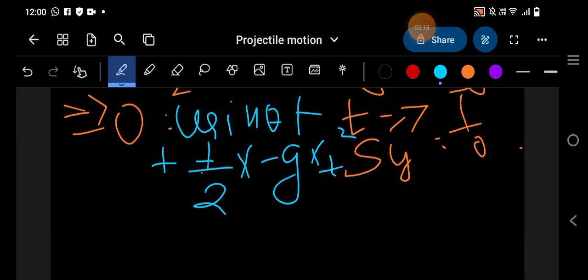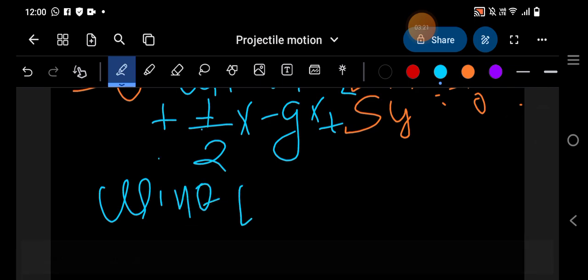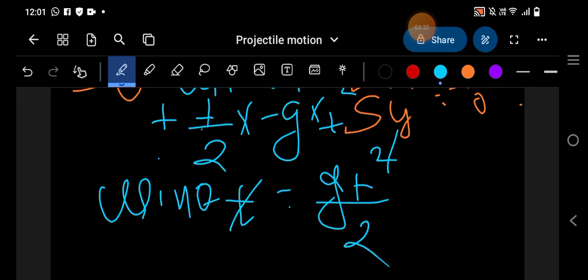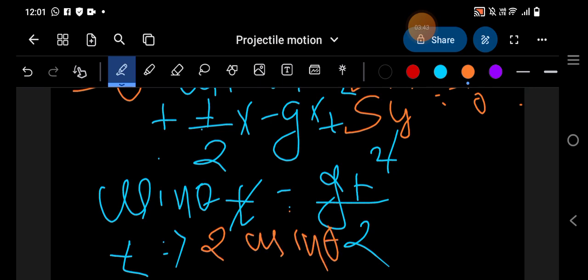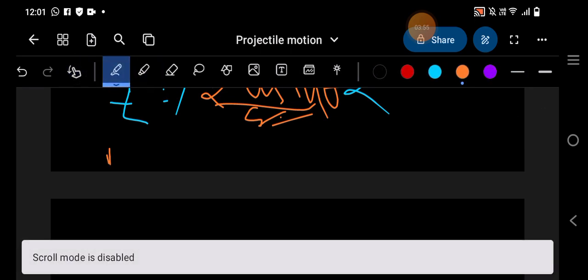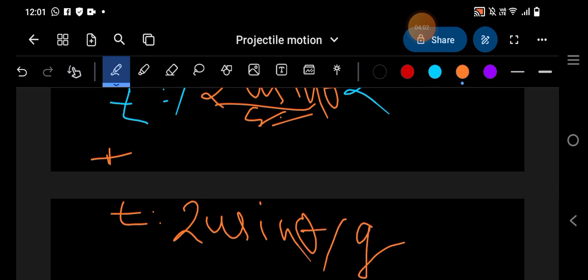So this is going like that: u sine theta t will go there and become positive, equal to g t squared by 2. One t will cancel and we get the expression for t: t is equal to 2 u sine theta upon g. So we have got our first expression for the time. The time it will take to travel its journey is t is equal to 2u sine theta upon g. You should learn that for solving the problems.